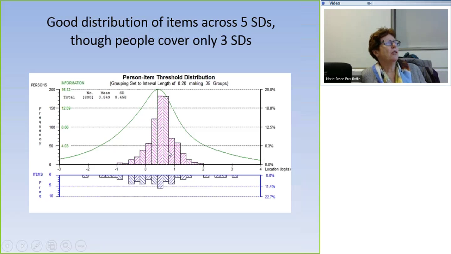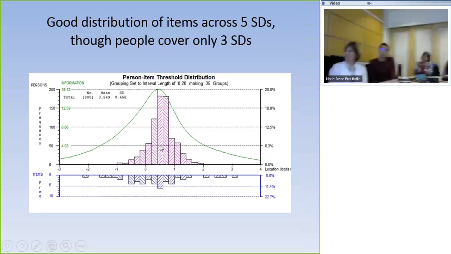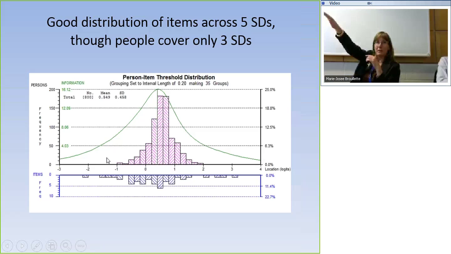So the issue is that I don't think it's a fault of the items. I think our people are very homogeneous. I also think there isn't actually independence between your people and your items, because you had to set your thresholds based on how many people fell in each area. If you had enough people up there or down there, you would get more thresholds, and your information function would change totally.